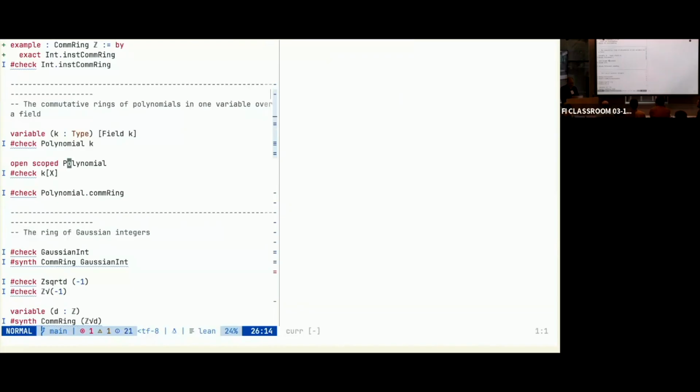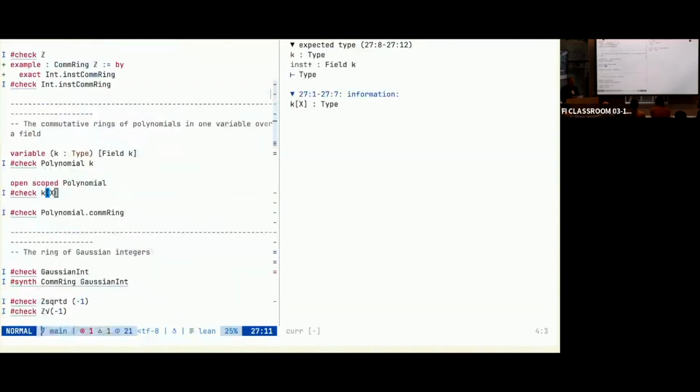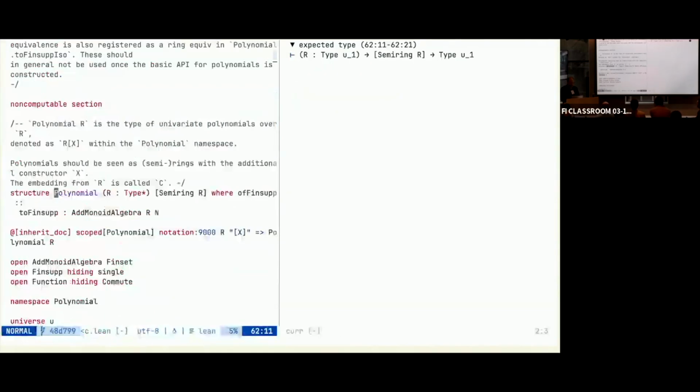So we introduce a notation that is prepared. So I could try to go there. No, not there. Sorry. Maybe there. Okay. Here there is a structure polynomial which is defined here. So we don't take... well, I can say, okay. So polynomial, you see, it depends on a type, which is called R, which is assumed to be a semi-ring.